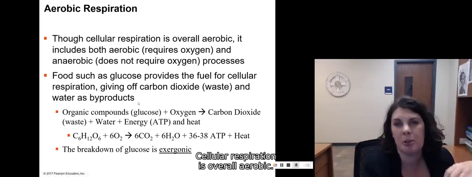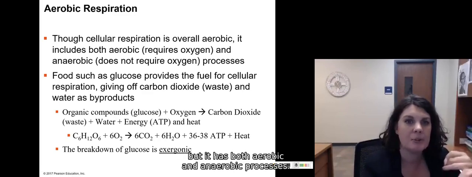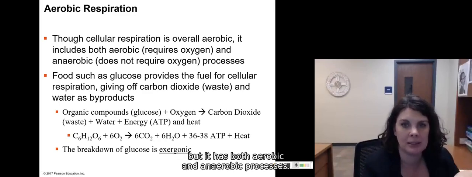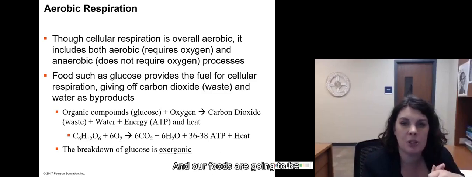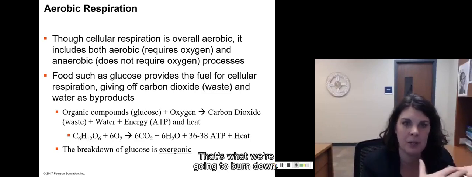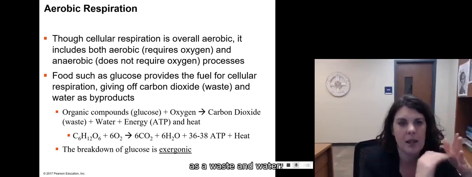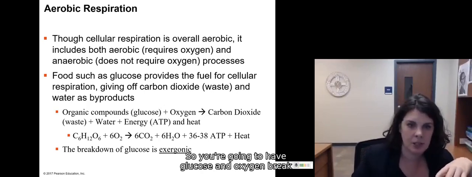Okay, so cellular respiration is overall aerobic. Parts of it will require oxygen, but it has both aerobic and anaerobic processes. And our foods are going to be the fuel for cellular respiration. It's what we're going to burn down to create carbon dioxide. Carbon dioxide is going to be breathed out as a waste, and water.